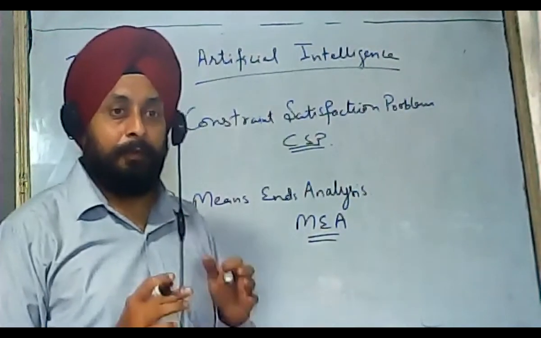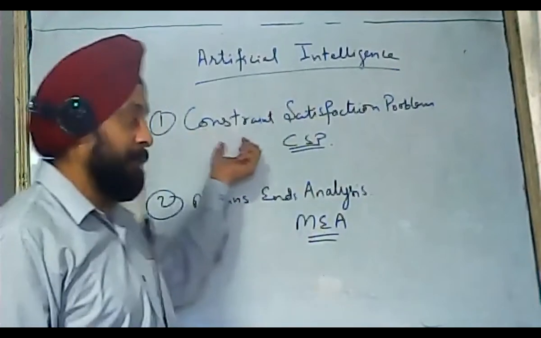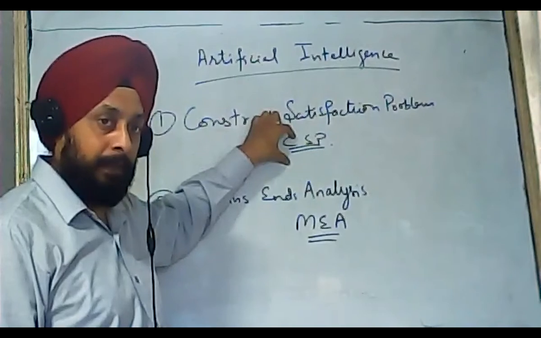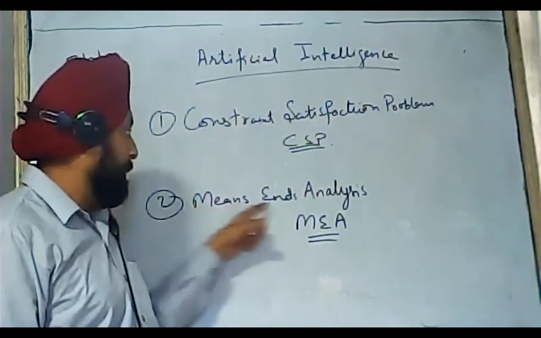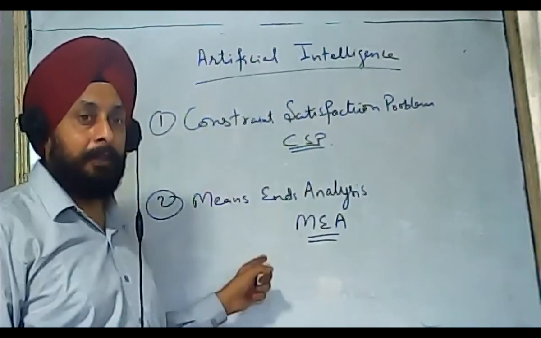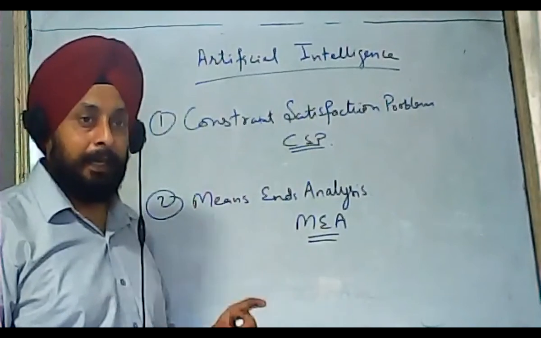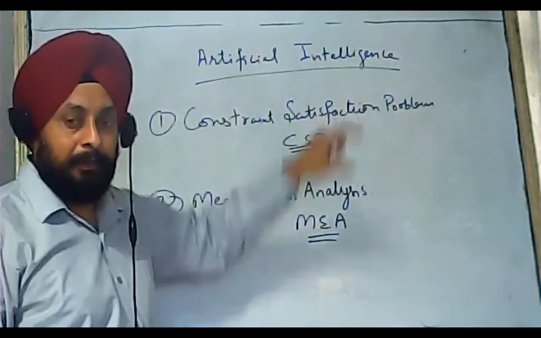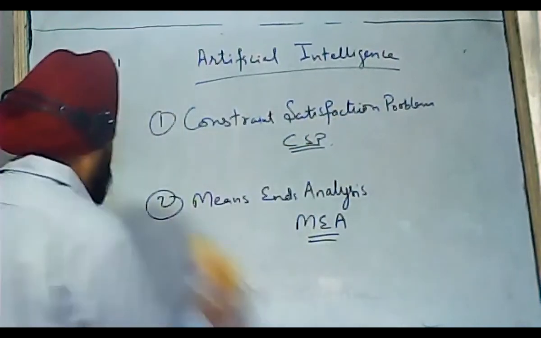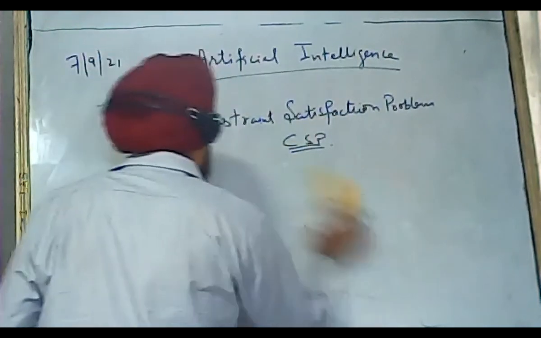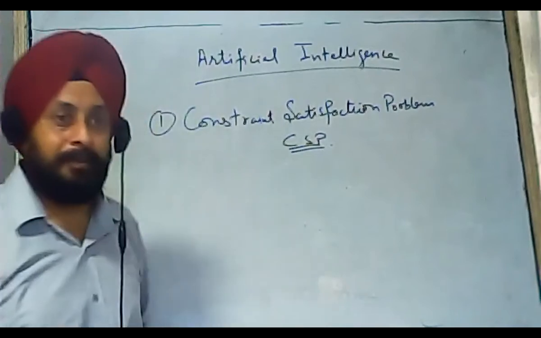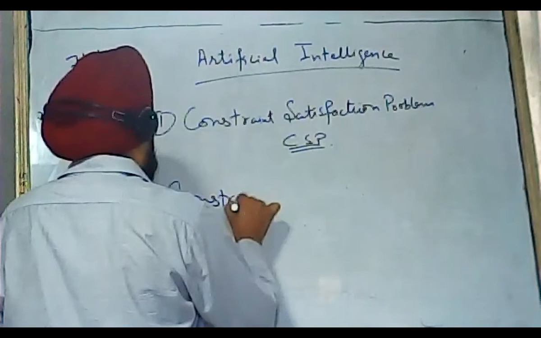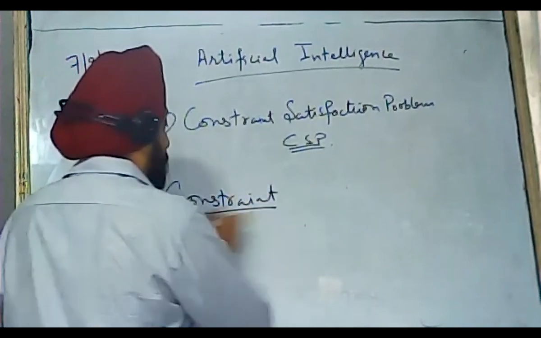The first technique is known as constraint satisfaction problem, in short CSP. And the second is means-end analysis, in short MEA. First, I start with the constraint satisfaction problem. So what does the constraint satisfaction problem say? What is the meaning of the word constraint? First, understand the meaning of the word constraint.